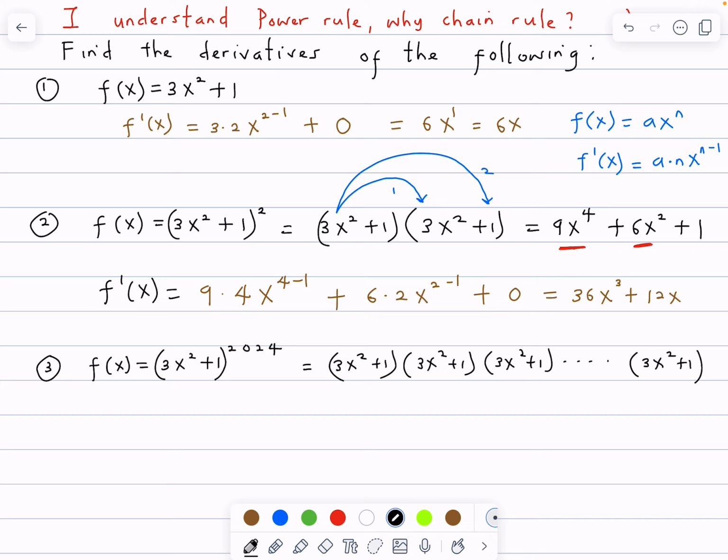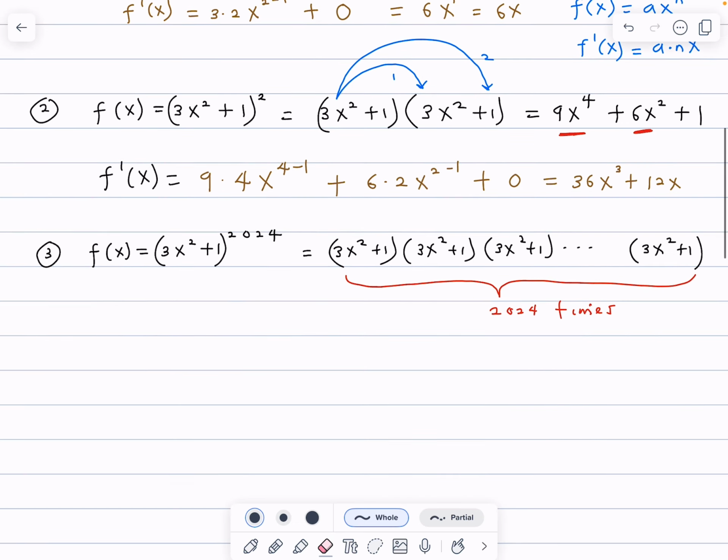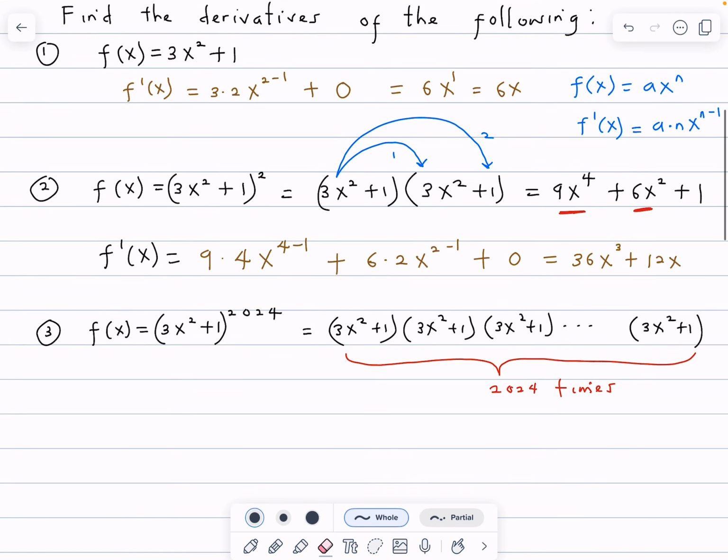I will have to multiply 3x squared plus 1 by itself 2024 times. The dot dot dot means I just keep repeating it. That would be a lot. So in this case, the power rule will not be an efficient method. We can use the power rule, but it won't be efficient.